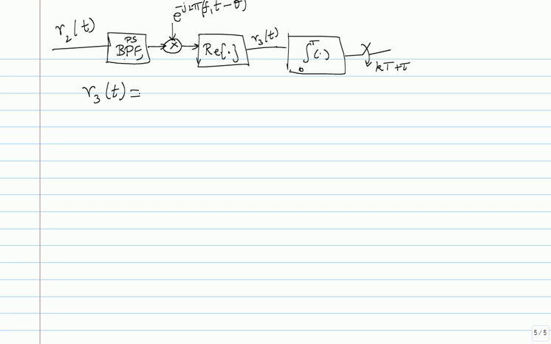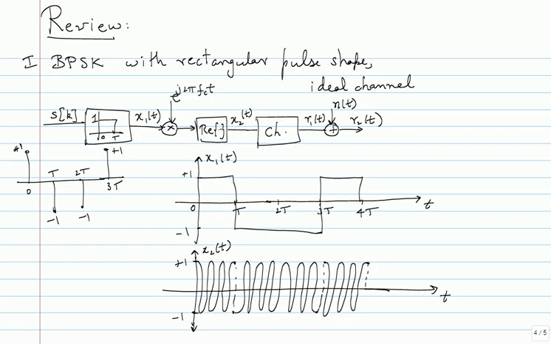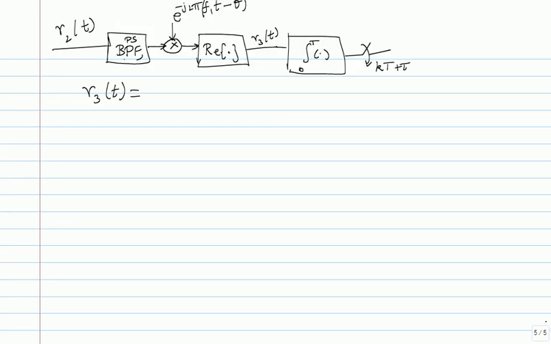Everything going well, R3 of T should agree with X1 of T. Do you see that? It should agree exactly with X1 of T. That's your complex baseband signal. You have recovered your complex baseband signal now, before the up converter. Go back and see that. Before the up converter, you had X1 of T. So X1 of T should have come back as exactly R3 of T.